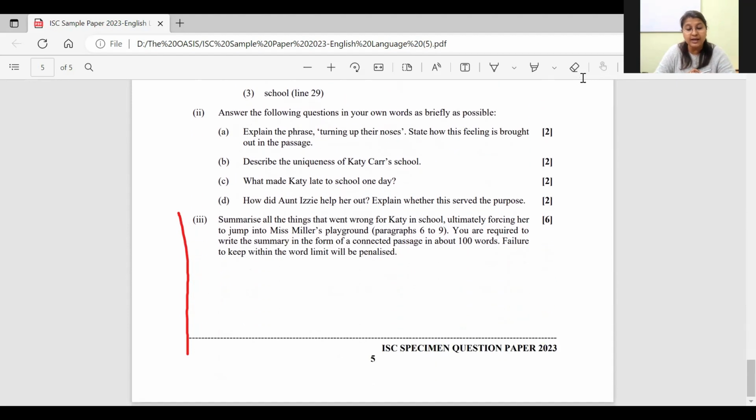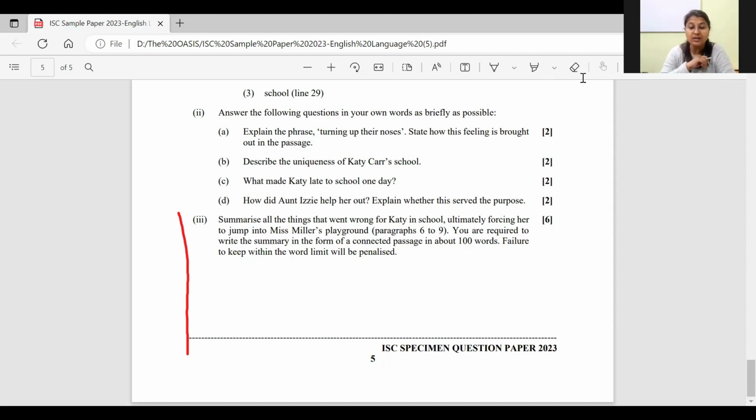Then understanding based questions are there. Now, the thing that I actually want to focus upon is the Prezi writing. Look at this question. Summarize all the things that went wrong for Katie in school, ultimately forcing her to jump into Miss Miller's playground. Paragraphs 6 to 9. You are required to write the summary in the form of a connected passage in about 100 words.